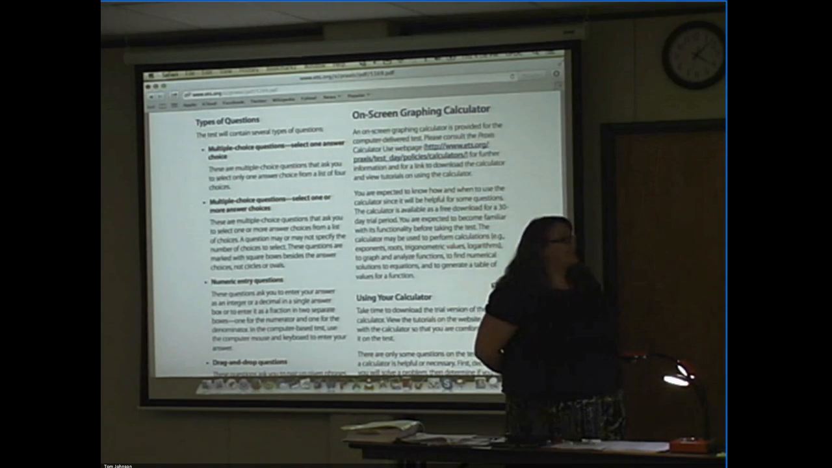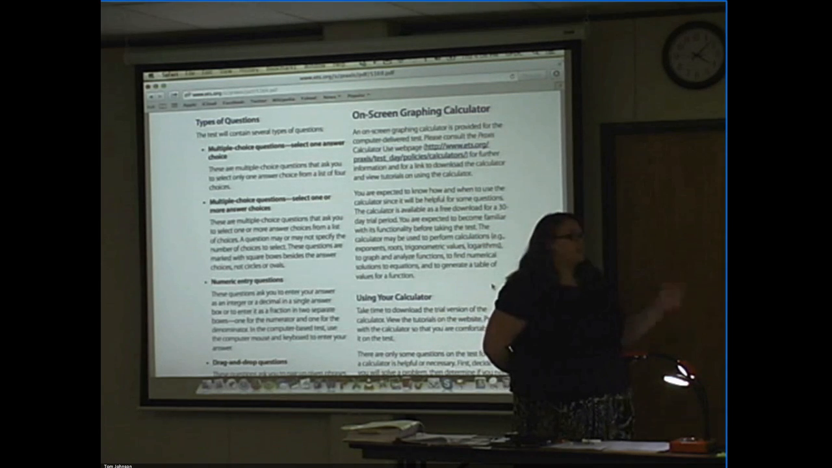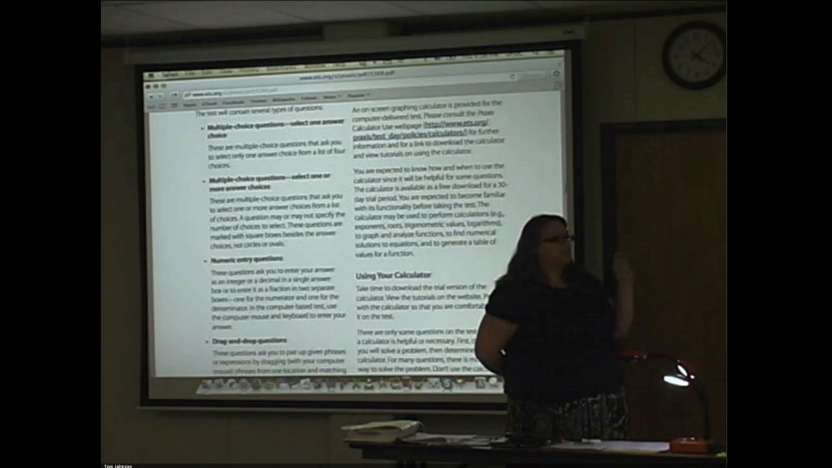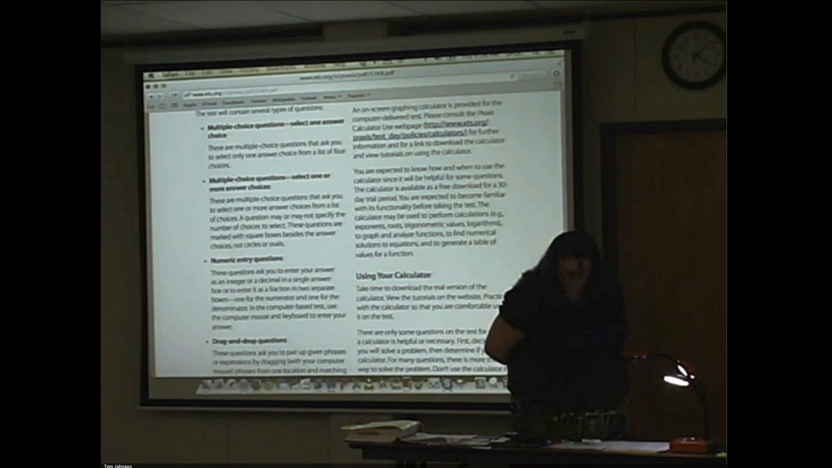Multiple choice questions where you can select one answer choice, which is what we're used to seeing. But then we have multiple choice questions where you can select one or more answer choices. And it will usually say in the directions something like choose all that apply. You'll also notice that in that little description, it will tell you that you'll have square boxes. So instead of circles that you click on, there'll be little squares that you put a check mark in. And that gives you another clue that you're choosing all that apply, because there'll be little square boxes.